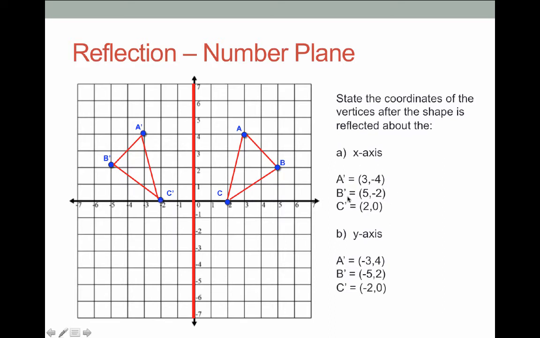Notice the similarity between the reflections about the x-axis and the reflections about the y-axis. We have 3, minus 4 and minus 3, 4. They're the exact same points, just the y value is now negative in one and the x value is negative in the other. They've been swapped over.